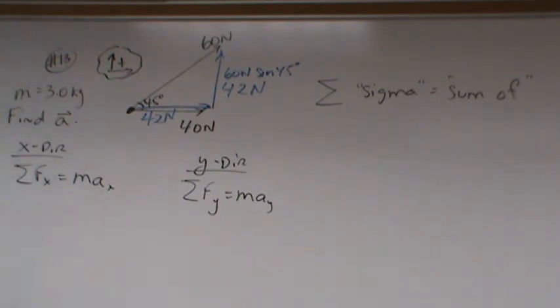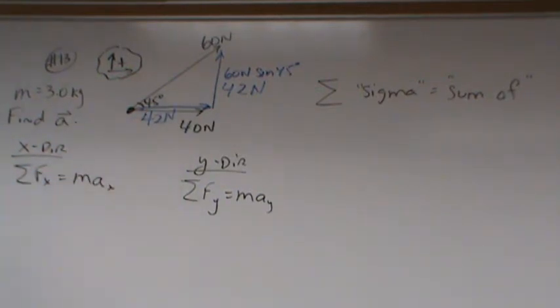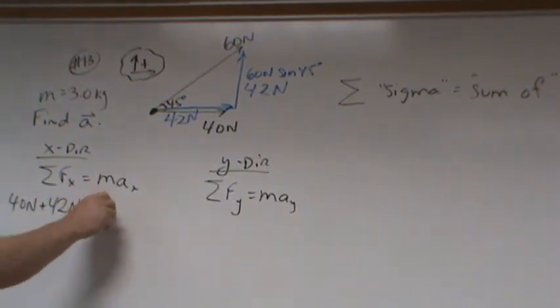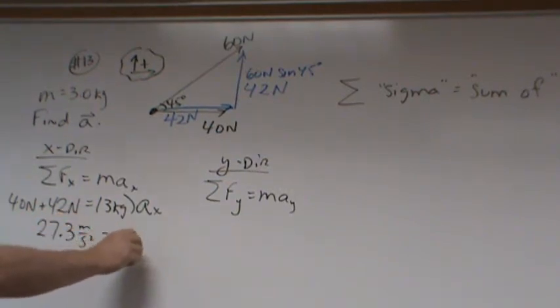So now it's time to plug into my equations. You tell me, what's the sum of the forces in the x direction? How many people are thinking 82? Good for you guys, right? Because there's 42 and there's another 40, making a grand total of 82. I'm going to write them out, just because you're going to find that that's the way we do things. So I have 40 newtons plus 42 newtons equals the mass times the acceleration in the x direction. So I do the division, 82 divided by 3 is 27 1/3, 27.3 meters per second squared, and that's my acceleration in the x direction.